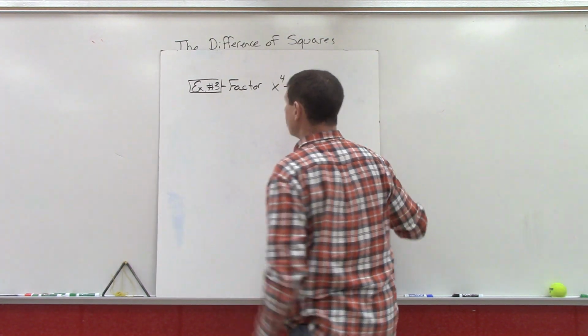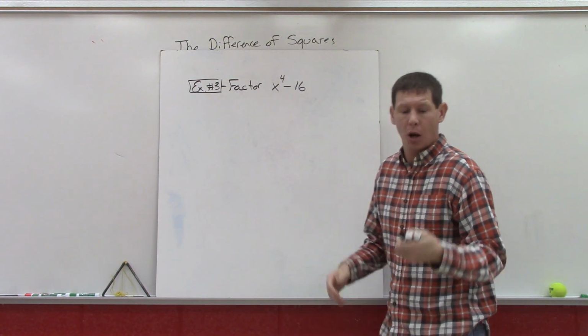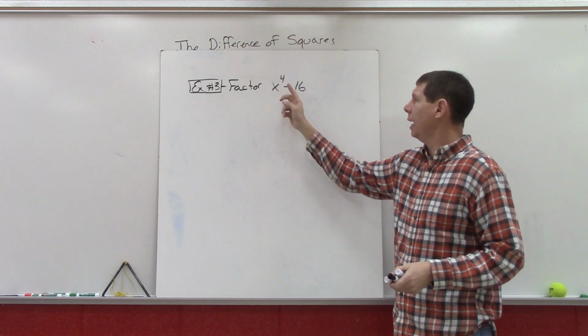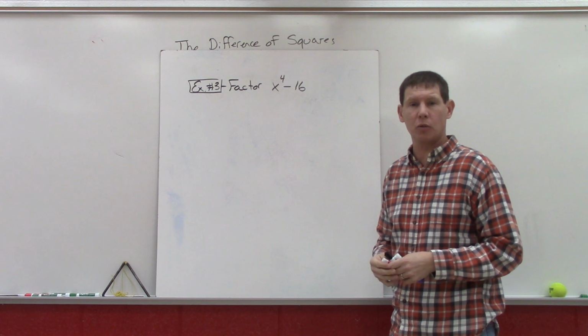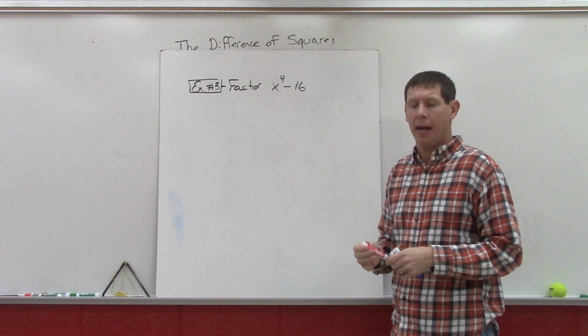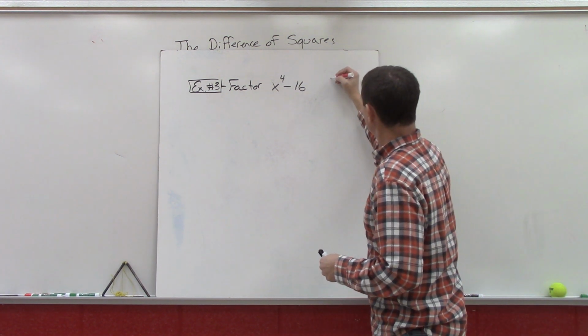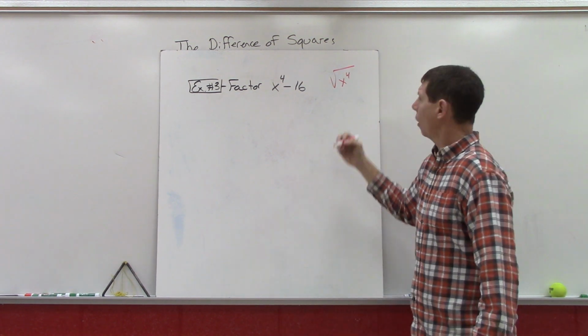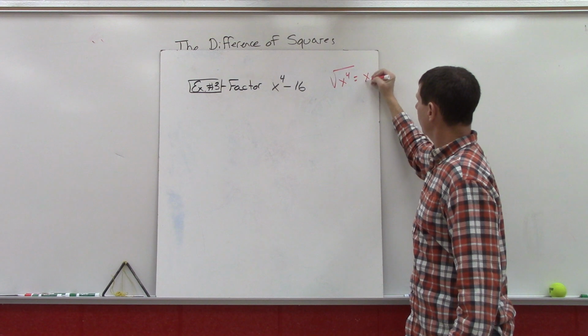So one more example using the same concept of difference of two squares, but we're going to add one twist to it. Okay? When we look here, 16 is a perfect square. We got the difference. It's a minus sign. And x to the fourth is a perfect square too. Okay? If we take the square root of x to the fourth, we're going to get x squared.